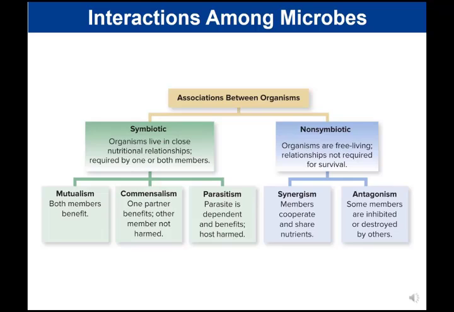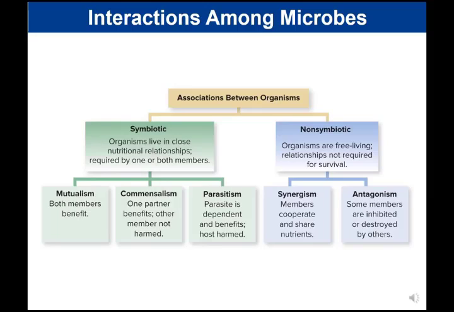Now, if we look at interactions among microbes, we have different terms for different types of interactions. If we talk about a symbiotic relationship, these are organisms that live in a close nutritional relationship. This interaction is required by one or by both members. Usually when we think of symbiosis, we think of it being positive for both. But what you need to realize is that a symbiotic relationship is not necessarily positive for both.